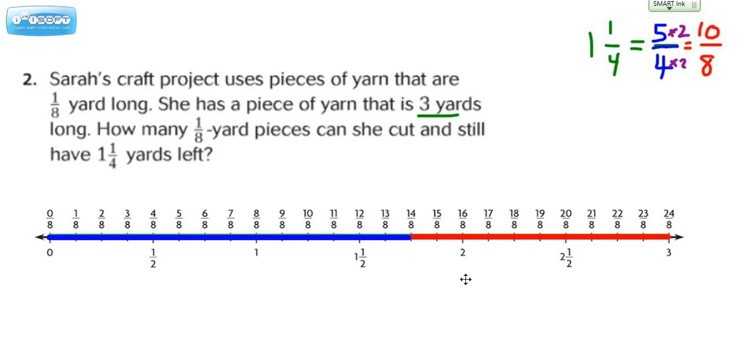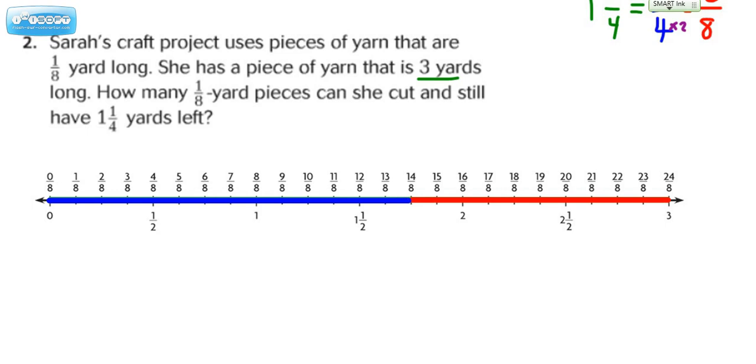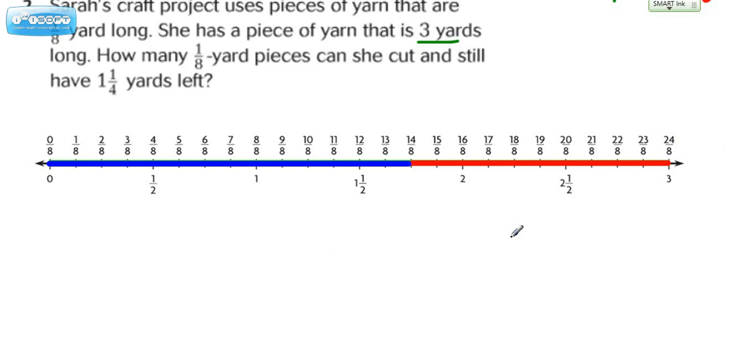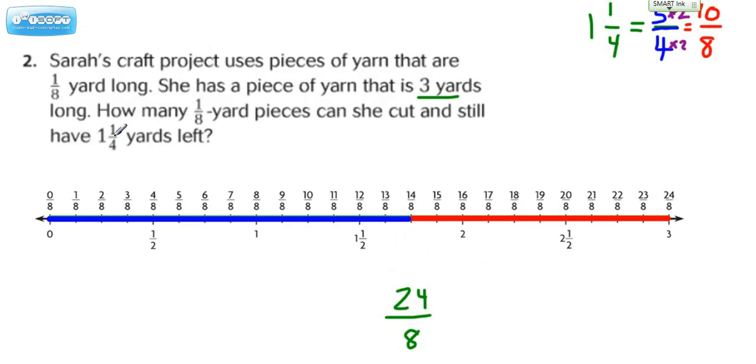Now, how would we get that? What would be the algorithm to figure out the 14/8? Well, we would take 3, which is equal to 24/8, and we would subtract the 1 1/4, which, remember, is equal to 10/8. And when we subtract those two things, 24 minus 10 would give us this 14/8.